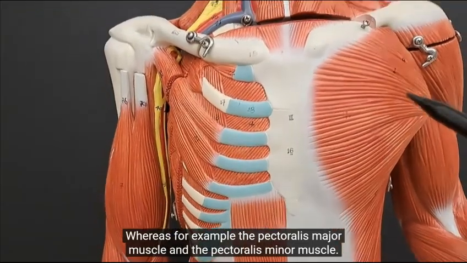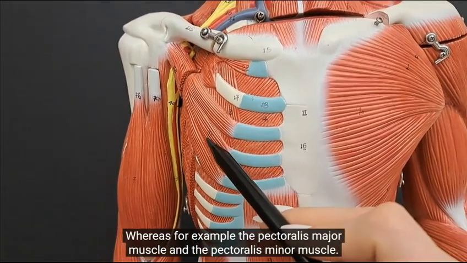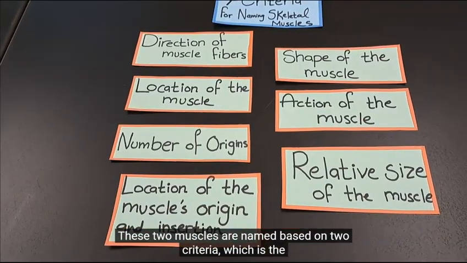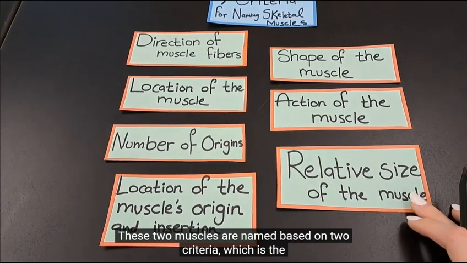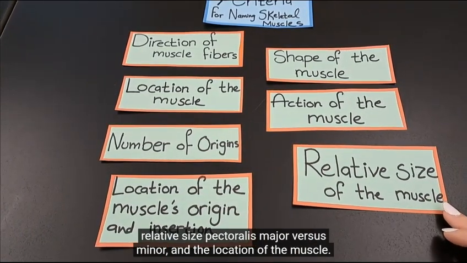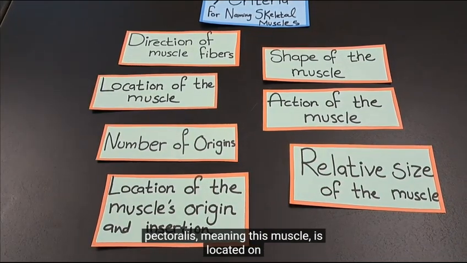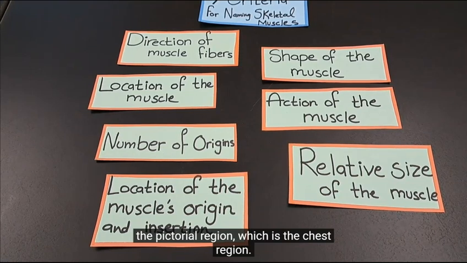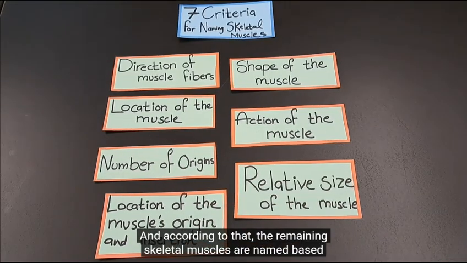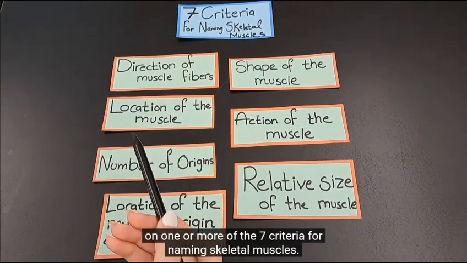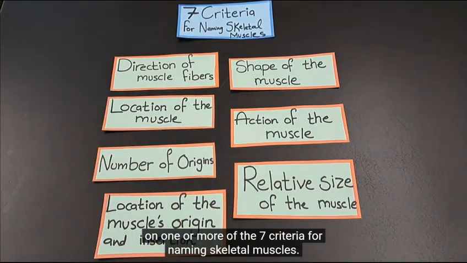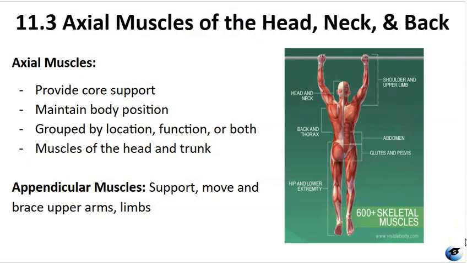Whereas, for example, the pectoralis major muscle and the pectoralis minor muscle, these two muscles are named based on two criteria, which is the relative size, pectoralis major versus minor, and the location of the muscle, pectoralis, meaning this muscle is located on the pectoral region, which is the chest region. And according to that, the remaining skeletal muscles are named based on one or more of the 7 criteria for naming skeletal muscles. So similar to how we talked about the axial and appendicular bones, that's how we will move on in our discussion about skeletal muscles.